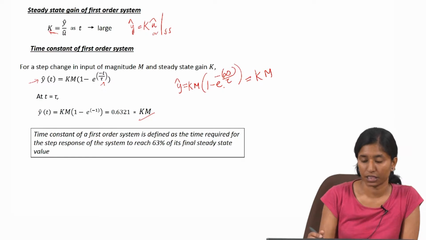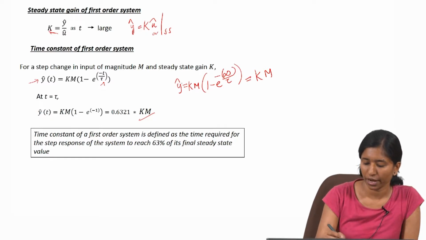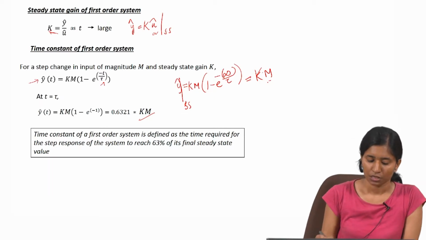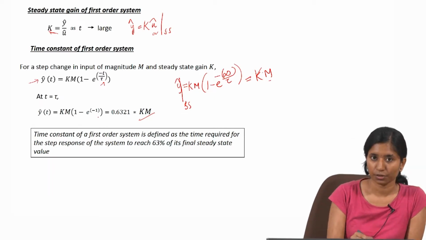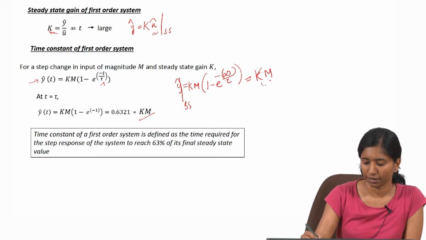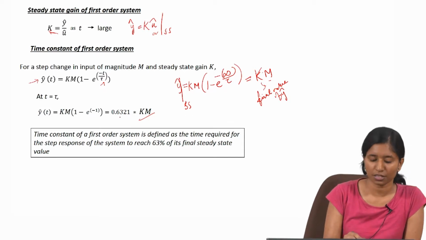e raised to minus infinity is 0. So, y hat at steady state is equal to k times m, where k is the process gain, m is the magnitude of the step input. So, when time t is equal to time constant tau, the response is 0.6321 times the final steady state value. So, this is the final steady state value. So, when time t equals the time constant, the response is 0.6321 times the final value.